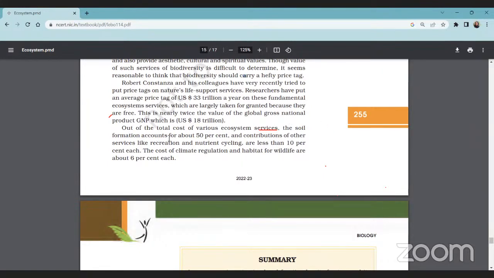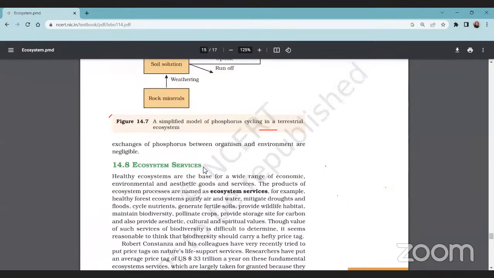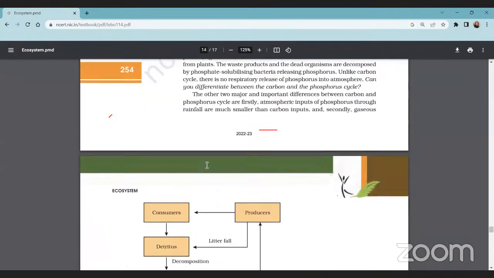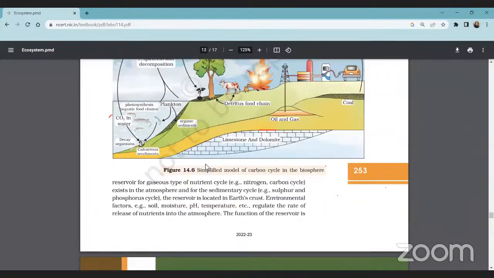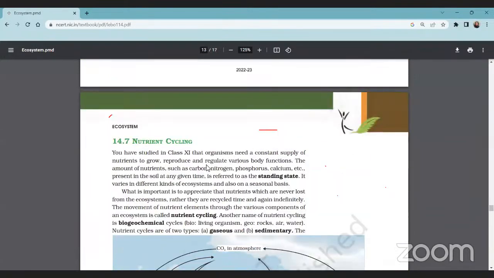Out of the total cost of various ecosystem services, soil formation accounts for about 50%, and the contribution of other services like recreation and nutrient cycling is less than 10% each. The cost of climatic regulation and habitat for wildlife is about 6% each. And that is about the nutrient cycles.